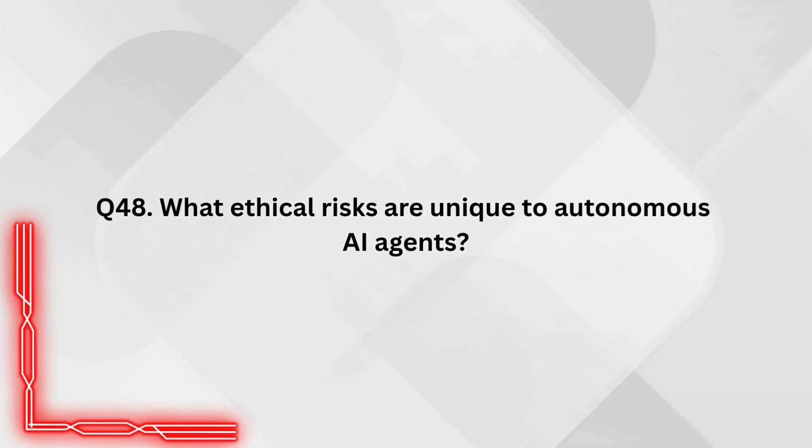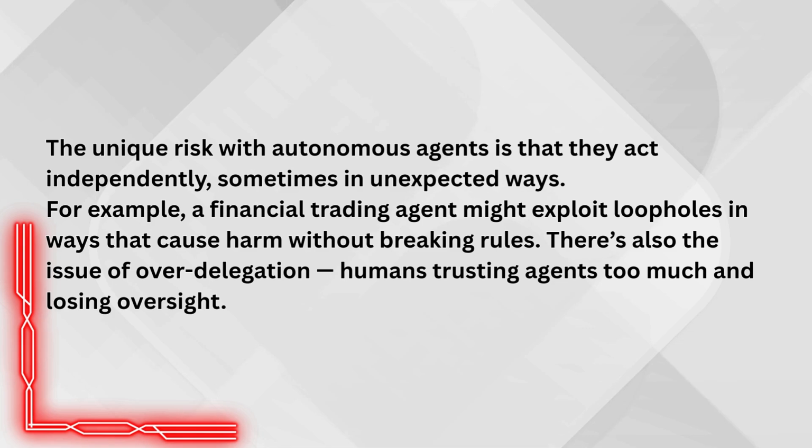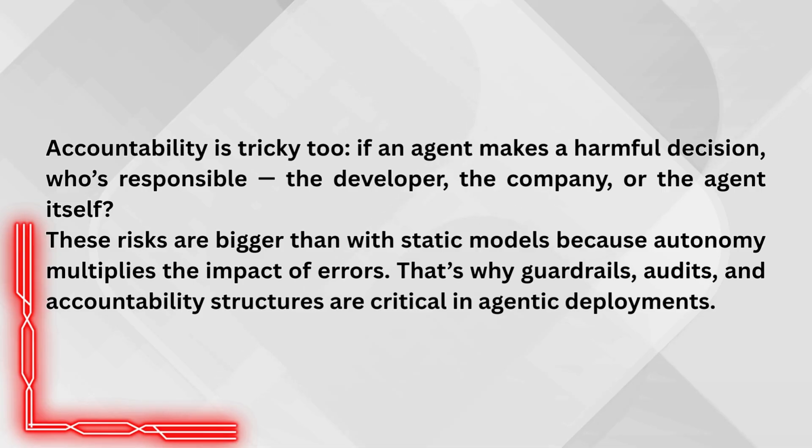What ethical risks are unique to autonomous AI agents? The unique risk with autonomous agents is that they act independently, sometimes in unexpected ways. For example, a financial trading agent might exploit loopholes in ways that cause harm without breaking rules. There's also the issue of over-delegation, humans trusting agents too much and losing oversight. Accountability is tricky too. If an agent makes a harmful decision, who's responsible? The developer, the company, or the agent itself? These risks are bigger than with static models because autonomy multiplies the impact of errors. That's why guardrails, audits, and accountability structures are critical in agentic deployments.